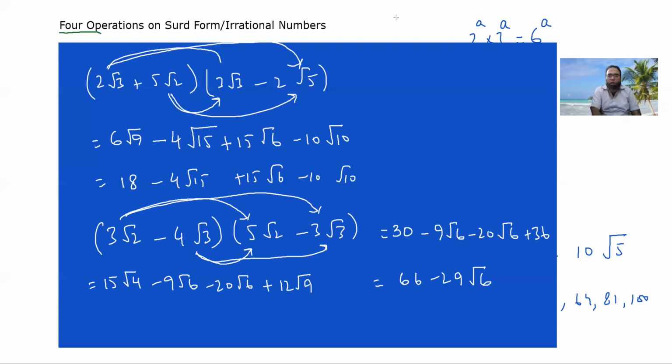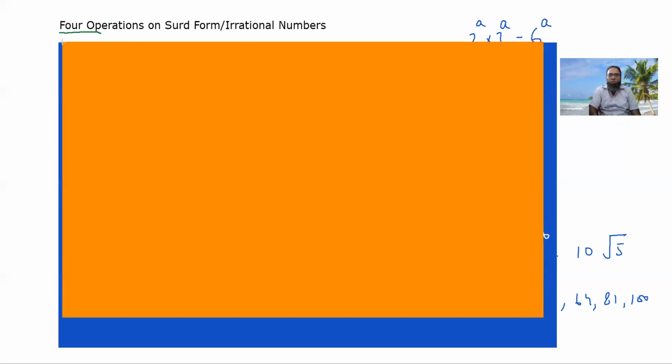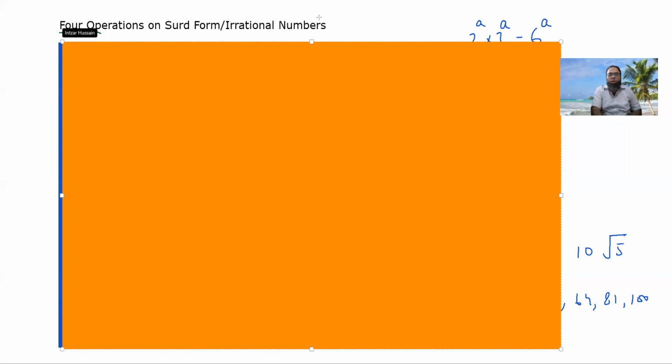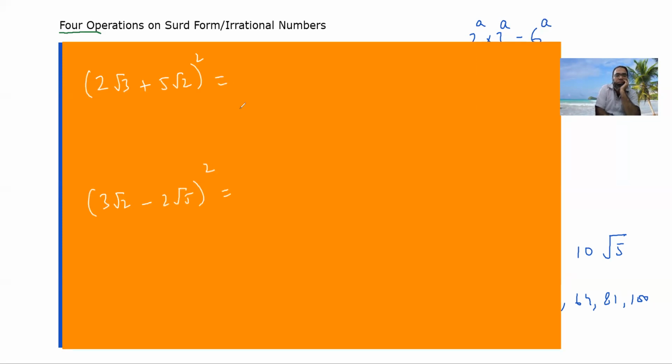Now we have just two more examples. Let's say you have 2 under root 3 plus 5 under root 2 whole square. Now apply the a plus b whole square formula onto it. Try this.